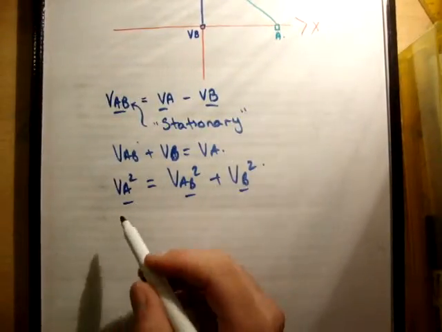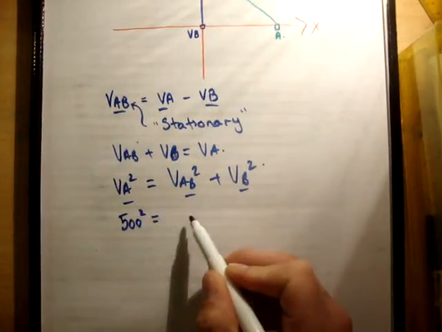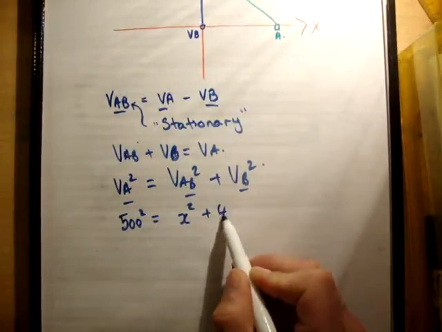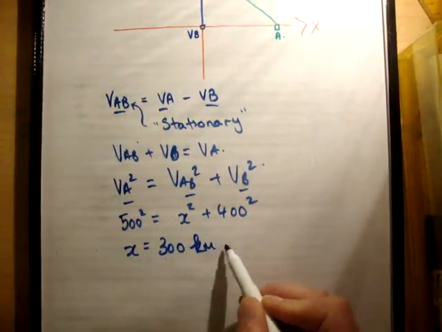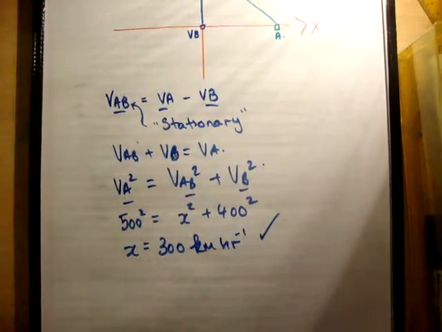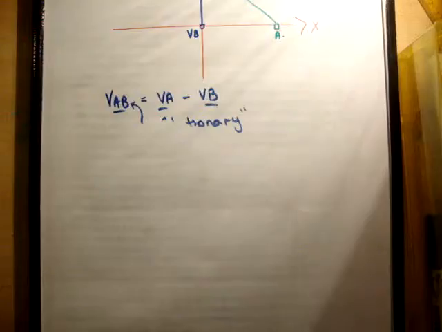In this case VA was equal to 500, so we have 500 squared equal to x squared plus 400 squared. And x will turn out to be 300 kilometers per hour, which is correct. That's the first thing. Now we're asked to find the direction of the velocity of A relative to B. We know its magnitude, so we need to find the actual velocity vector VAB, which is quite straightforward to do. I'm just going to note down here that the magnitude of VAB is equal to 300.